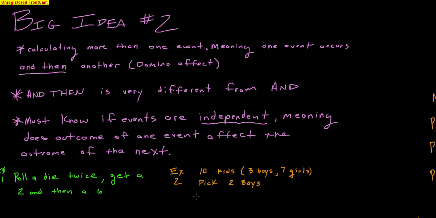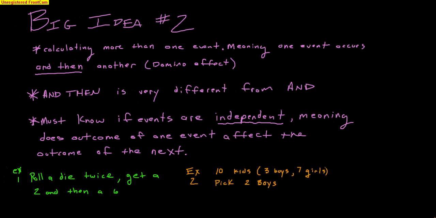Okay, now big idea number two. Big idea number two says calculating more than one event, meaning one event occurs and then another event. I call this a domino effect. So when we're talking about big idea number two, we're not talking about one thing happening. We're talking about something happening and then something else happening.